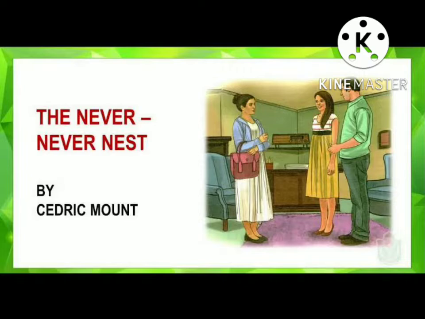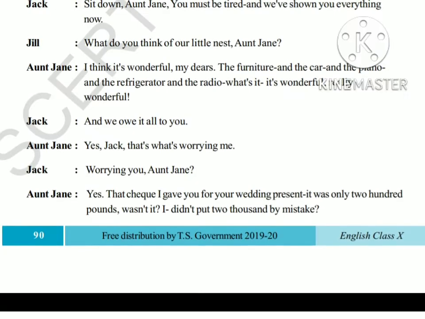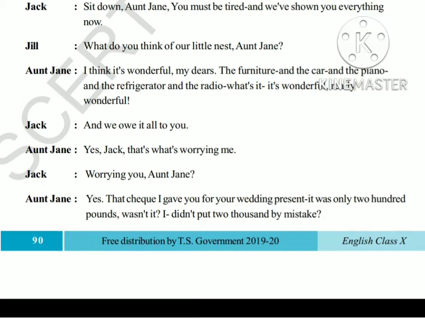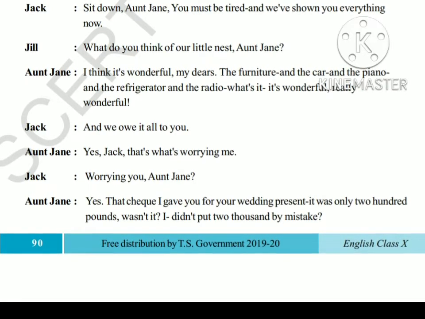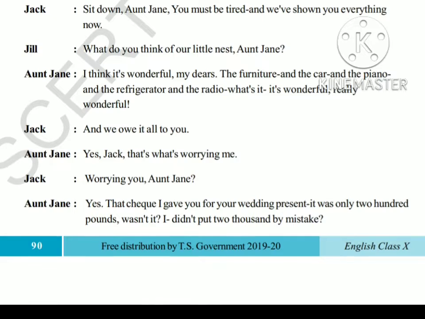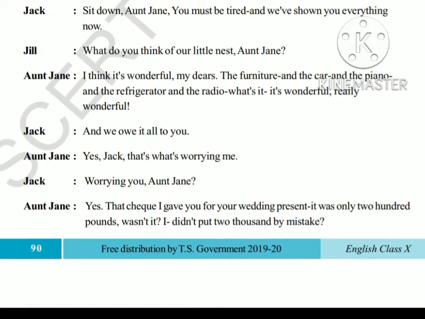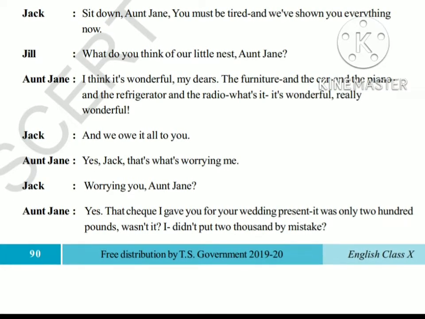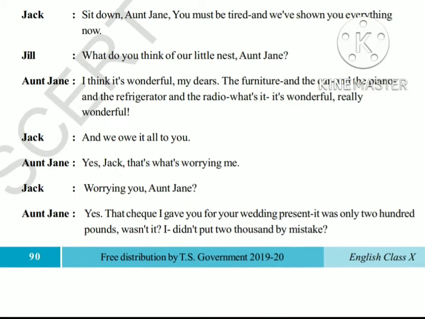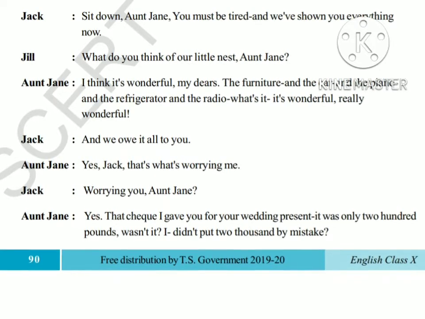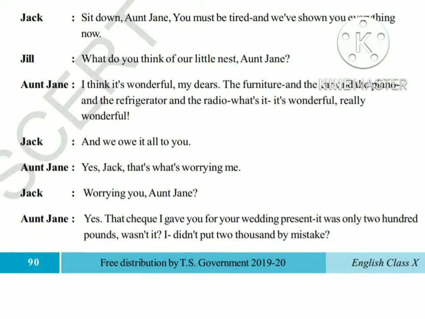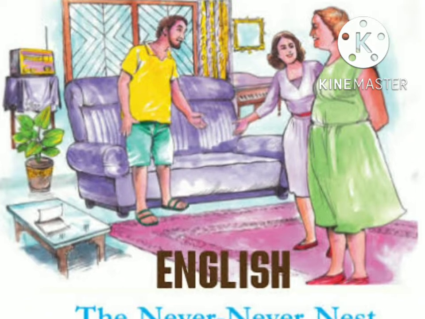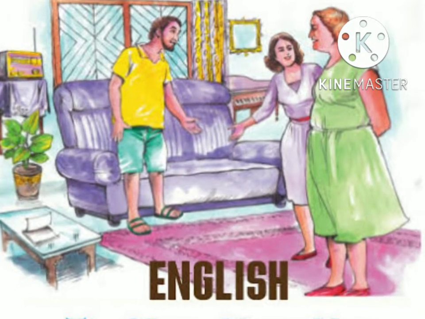Jack said, "Aunt Jane." Aunt Jane: "Yes, Jack, that's what's worrying me." Jack: "Worrying you, Aunt Jane?" Aunt Jane: "Yes, that check I gave you for your wedding present. It was only £200, wasn't it? I didn't put 2000 by mistake." Actually, she began to wonder whether she had wrongly signed 2000 instead of 200. Likewise, she is clarifying because they have spent a lot of money that day itself, like for a Porsche.